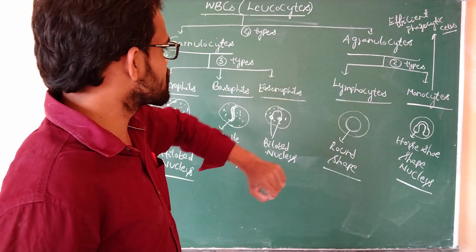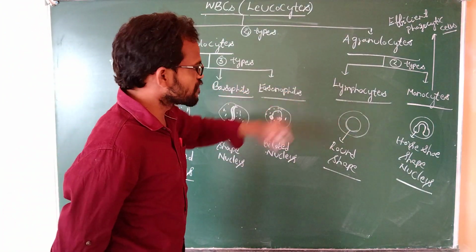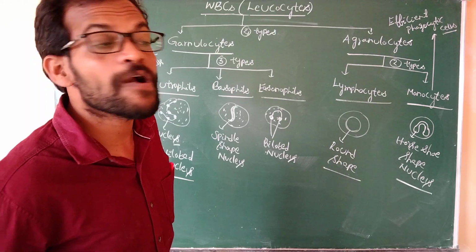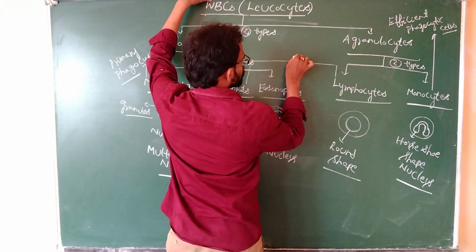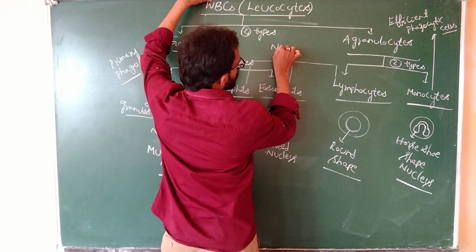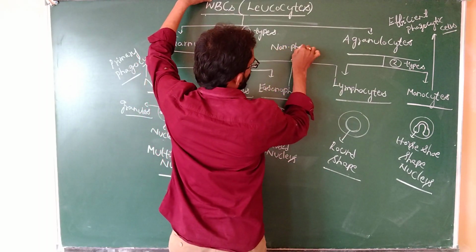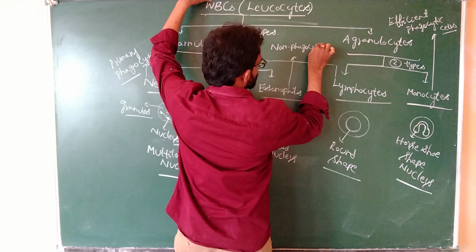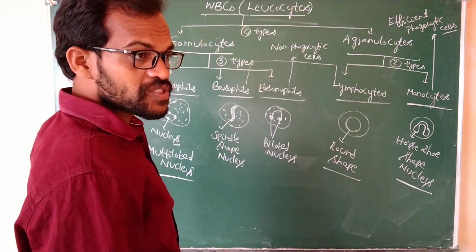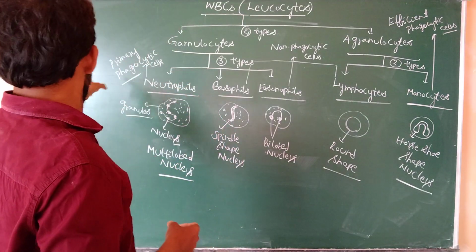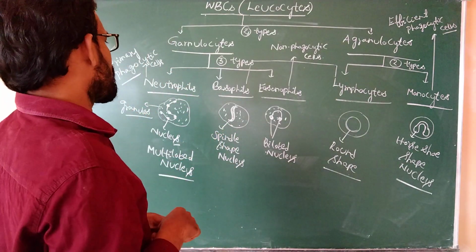Basophils, eosinophils, lymphocytes: these three are the non-phagocytic cells. Neutrophils are phagocytic cells; they engulf the foreign material.